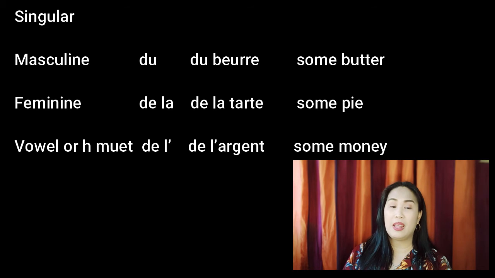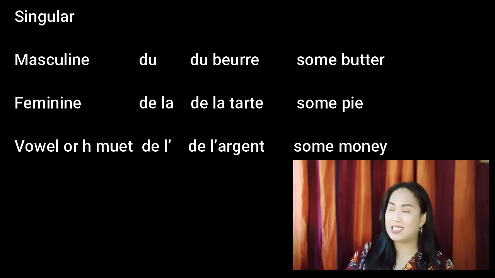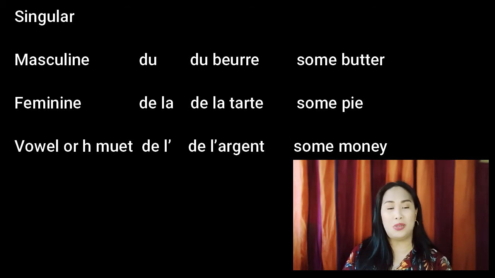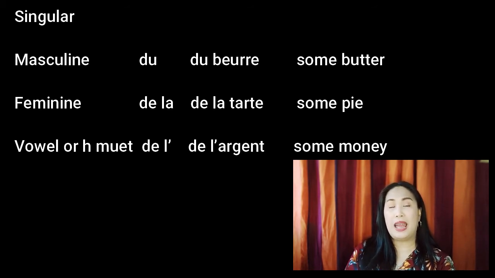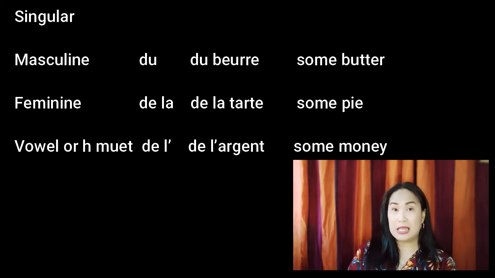So that is so simple. What you need to do, for example, for the vowel or silent H, is write the apostrophe if the next word begins with a vowel. And for example, if it is with H, like hôtel, de l'hôtel.